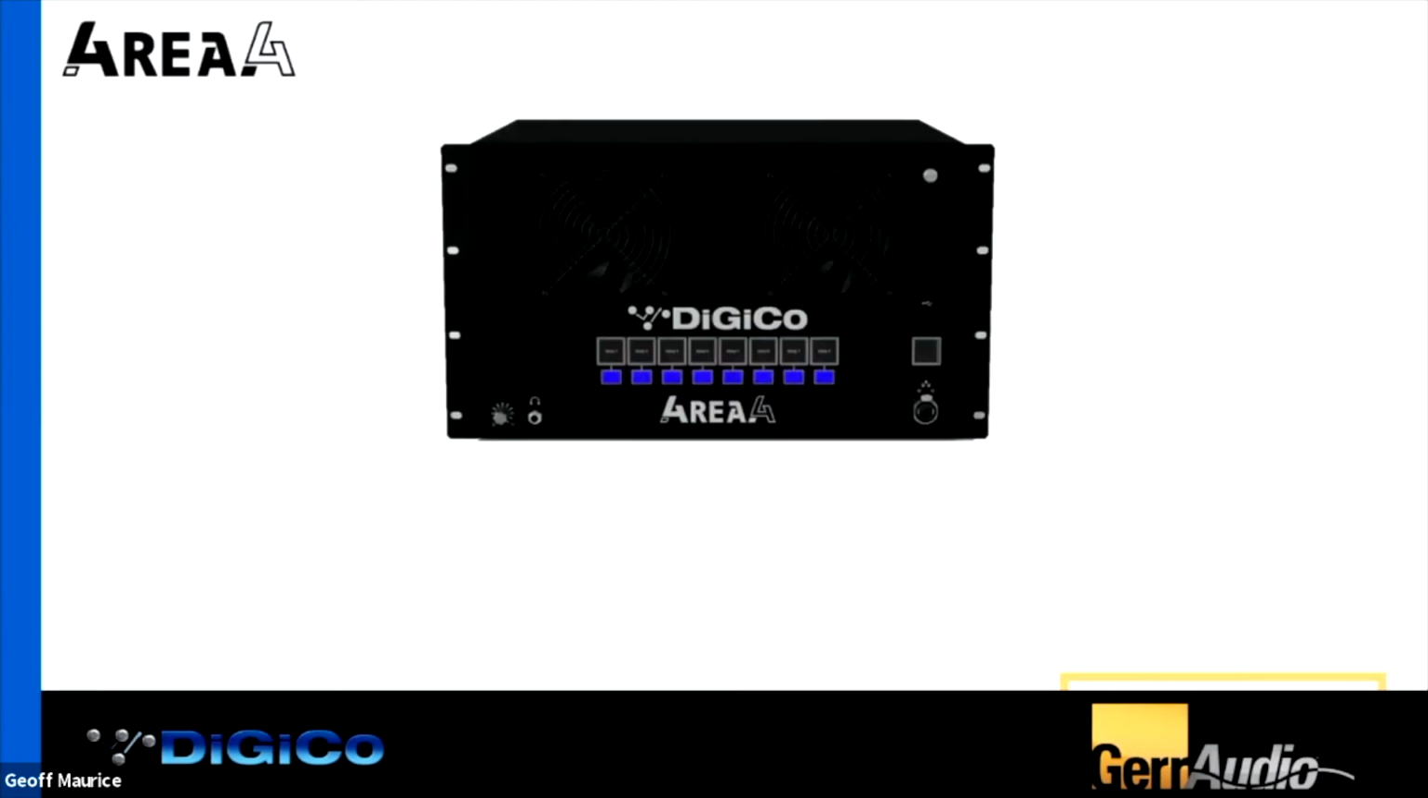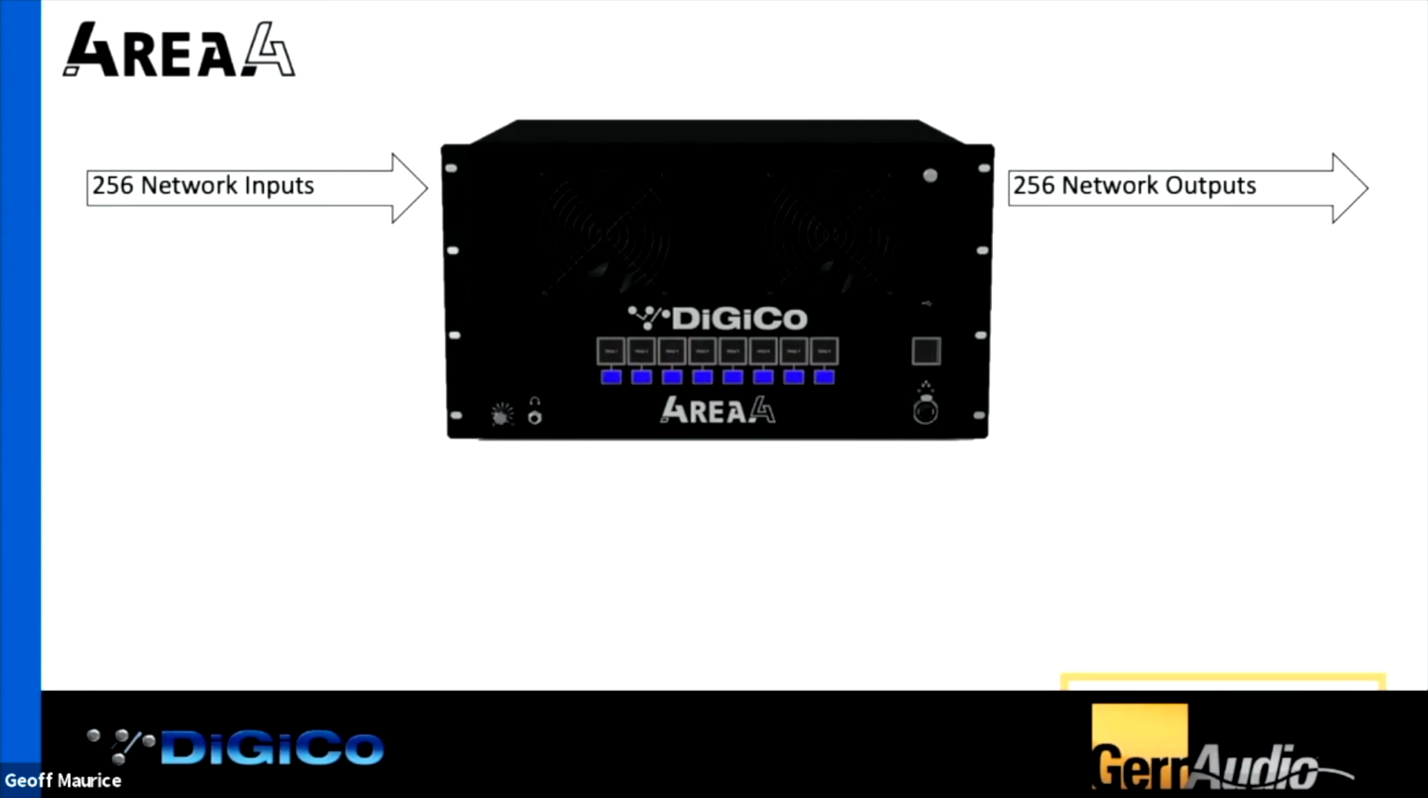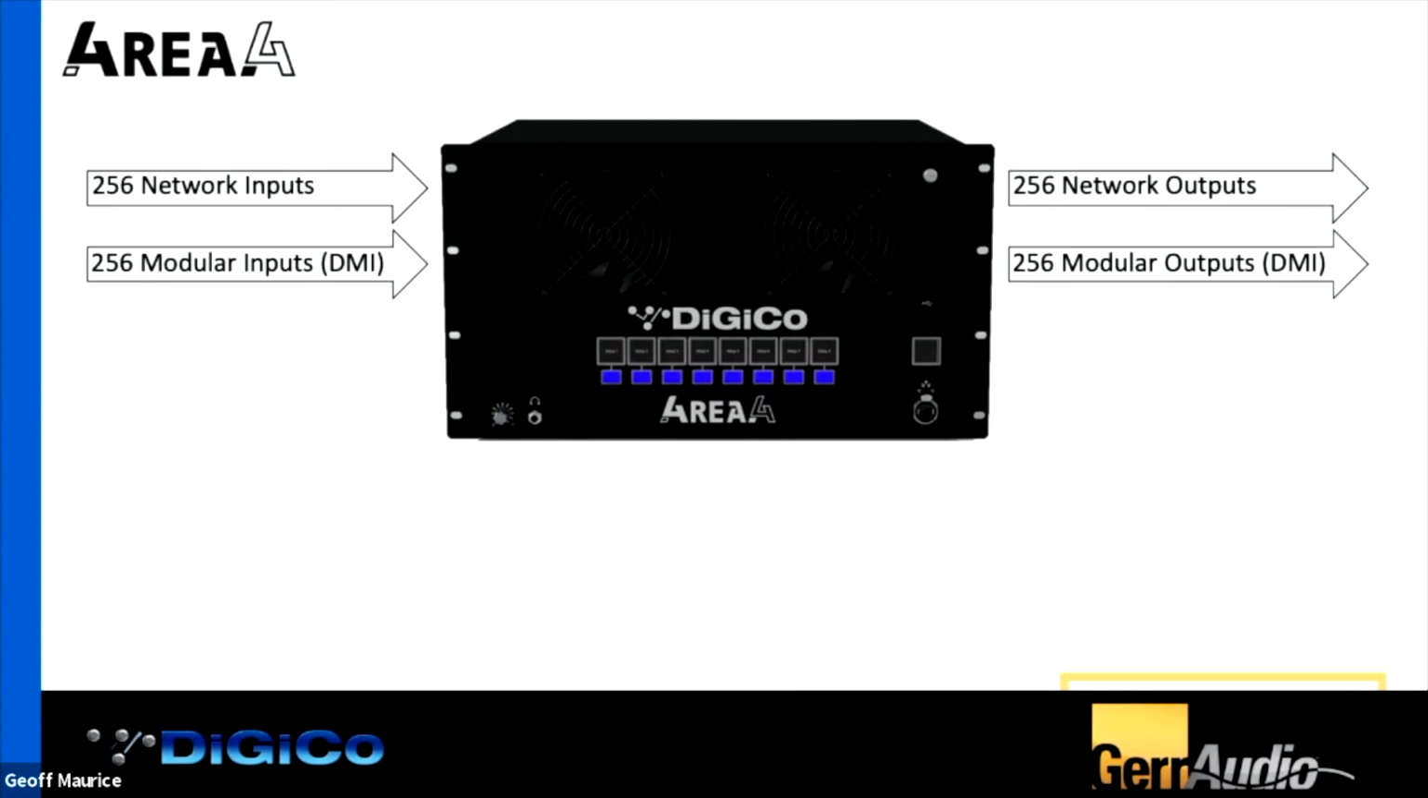The Fourier 4 has been out for about 3 years now, and it's grown in its capability over time as DiGiCo has come out with new cards and new capabilities and expanded its reach and control protocols and whatnot. Basically, we have the ability to bring in 256 channels of audio via network, as well as 256 outputs. We also have an additional 256 I/O via our DMI card slots. So if you're familiar with DiGiCo, we have a DMI card slot that handles pretty much any protocol these days.